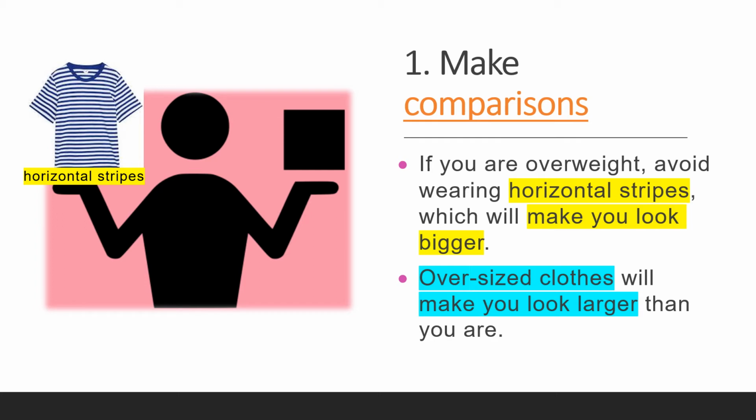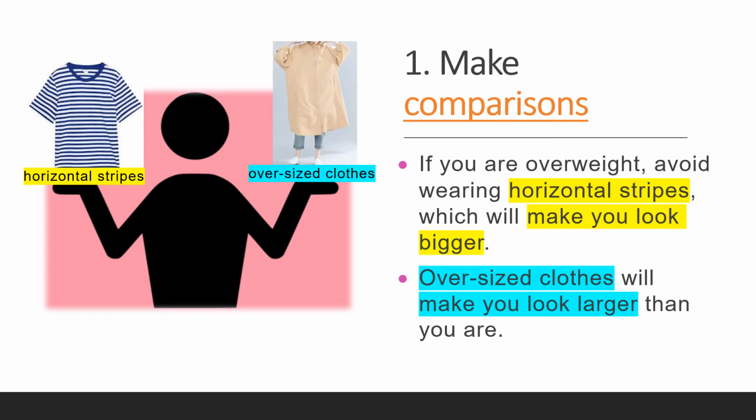So in the second sentence, it said that another type of clothing will also have the same effect on you if you are huge. That is, oversized clothing. As we're talking about two similar ideas, how these two types of clothing will make you look bigger than you are, we can use a connective to link up the two sentences and to show their relationship at the same time.